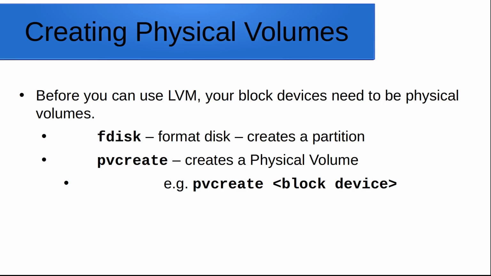Now, before you can do anything with it, those devices have to be physical volumes. So you're going to use fdisk to format the disk and create the partition, then pvcreate to create a physical volume: pvcreate and then the path to the device. That's the way that one works.